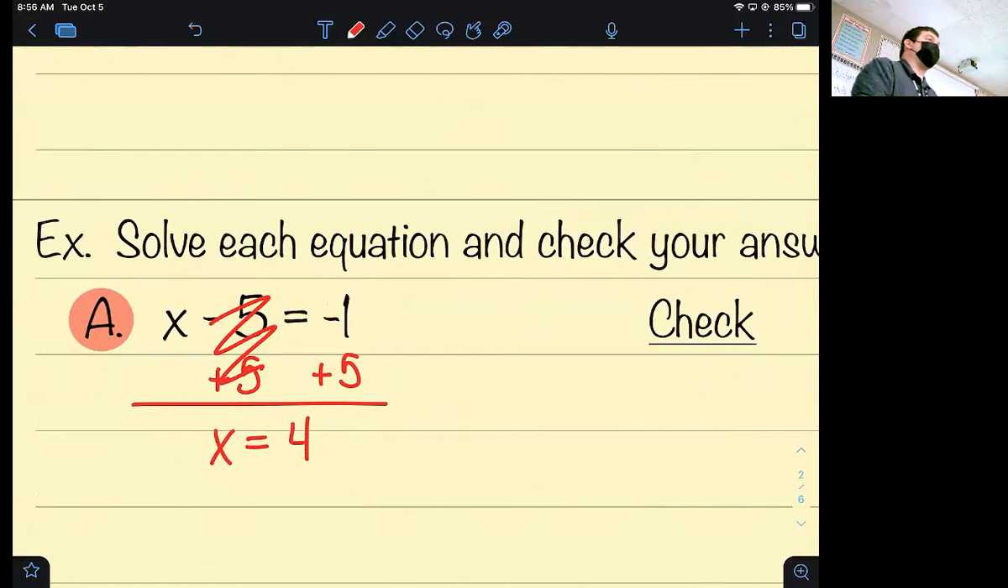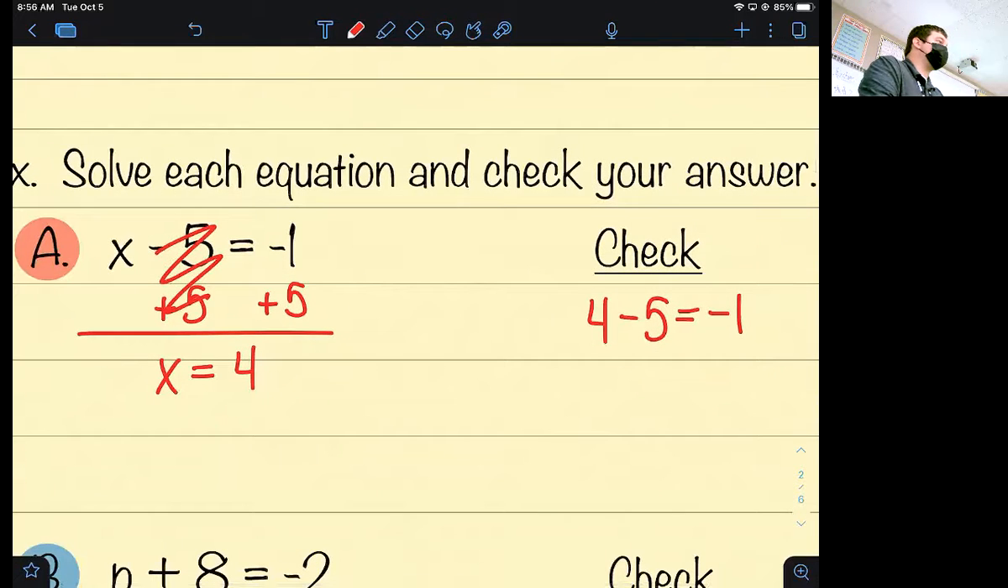Checking your answer means rewriting the equation with the answer you have for X plugged in. So I'm going to rewrite the top equation with 4 inserted for X. 4 minus 5 equals -1. I'm going to see if that's true or not. Well, 4 minus 5 is the same as 4 plus -5. And what's 4 plus -5? It's -1.